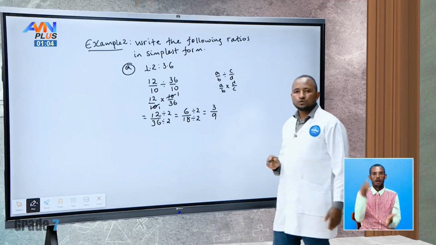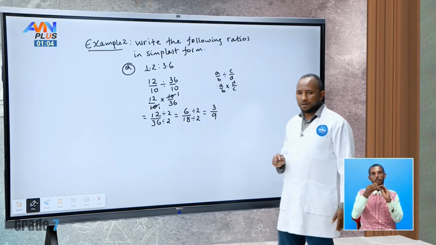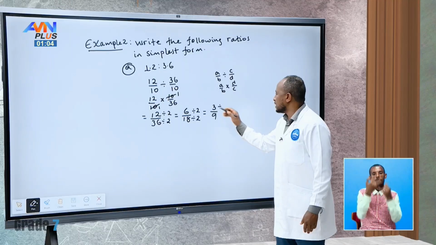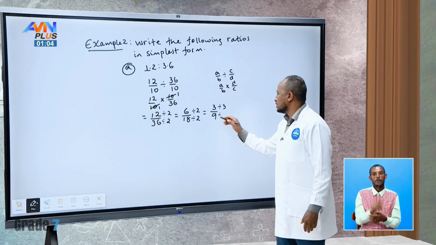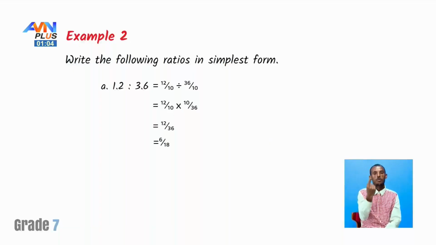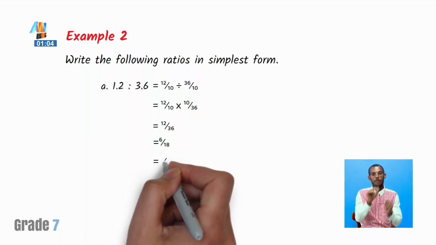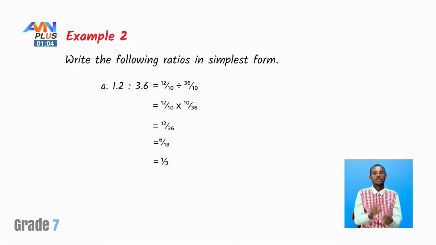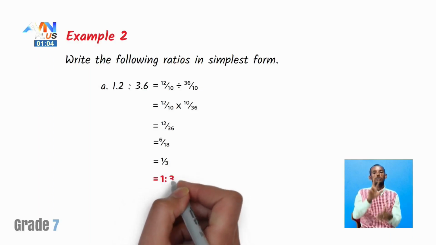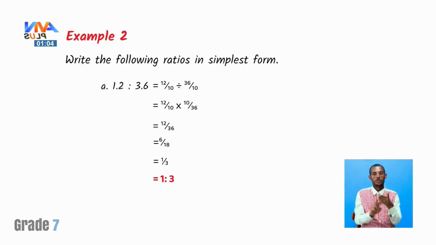Again, these two numbers have a common divisor. Both can be divisible by 3. So, divide this by 3, and this one by 3. 3 divided by 3 is 1, and 9 divided by 3 is 3. Therefore, this is the simplified ratio. I can write this as the ratio 1:3. This will be the answer.